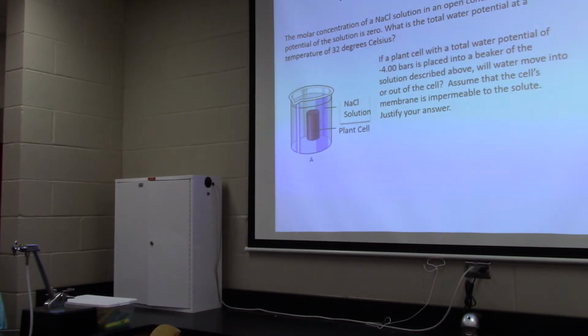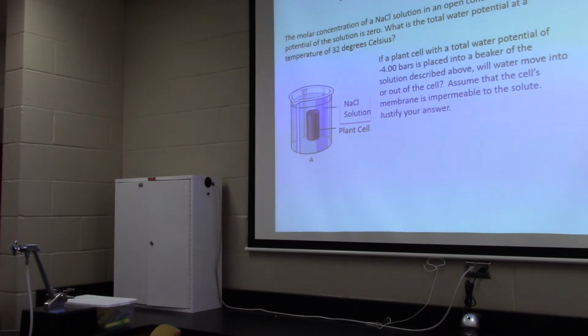What was the pressure potential? Read the problem a little closer. It tells us the pressure potential is 0. So this is 0, which means that the first answer to our question, the total water potential, is what? Negative 10.1. That's the first answer. Everybody okay with that?